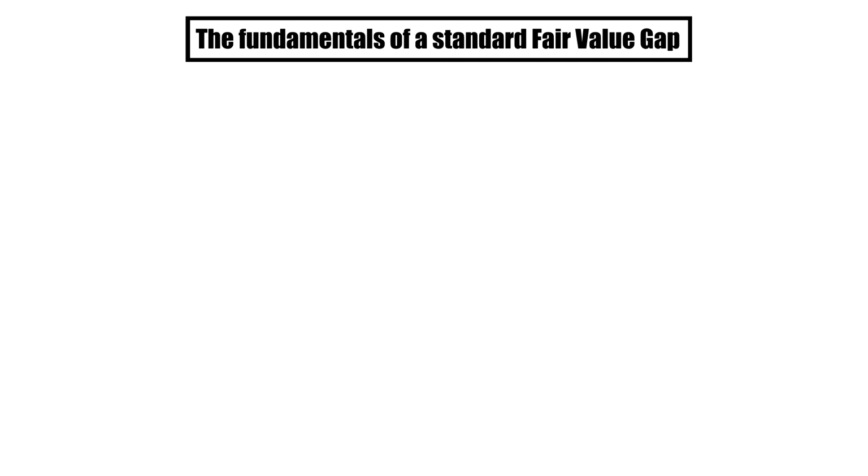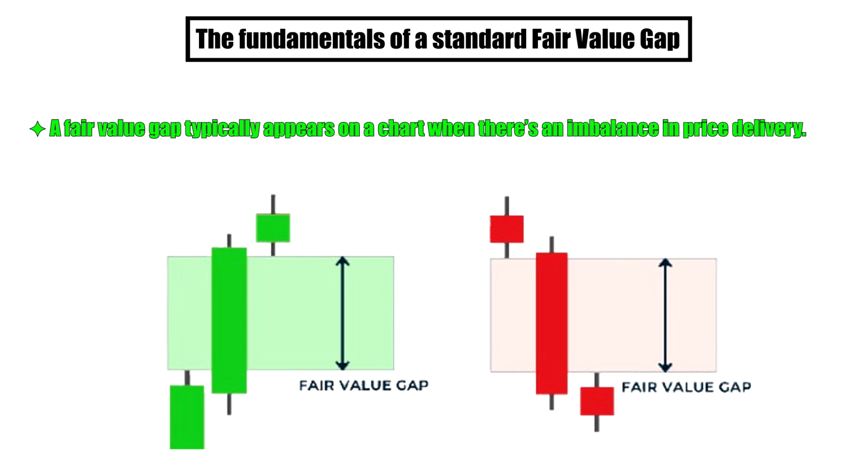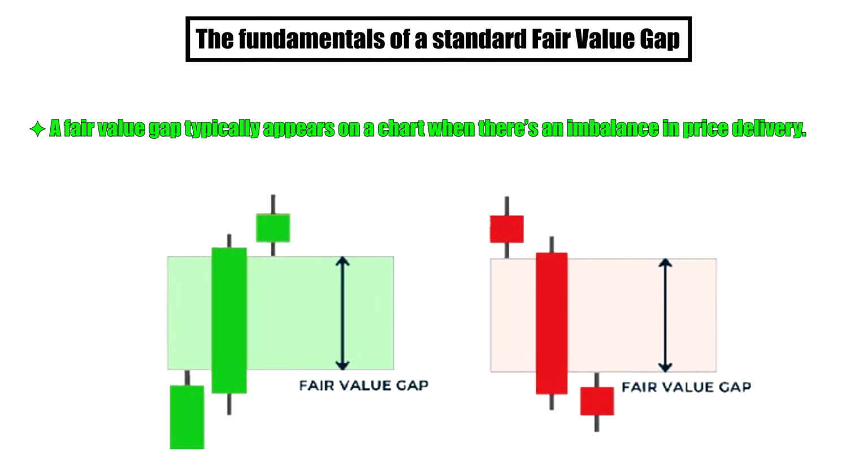All right, let's break down the fundamentals of a standard fair value gap. A fair value gap typically appears on a chart when there's an imbalance in price delivery, specifically when the market moves aggressively in one direction without pausing. This kind of sharp movement creates what's known as inefficient price action. In simple terms, it leaves behind a gap in liquidity, a space the market algorithm will often come back to revisit in order to restore balance.